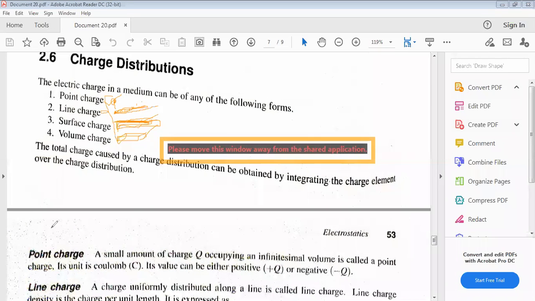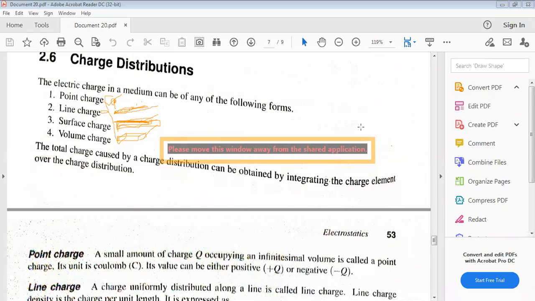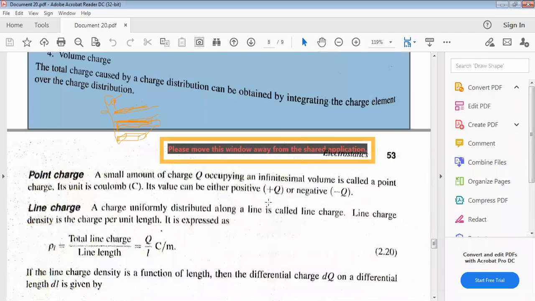See here the point charge. A small amount of charge Q occupying an infinitesimal volume is called a point charge. It is as thin as possible. The unit of charge is always the coulomb, and its value can be either positive or negative. I already told you that, what is meant by a single electron charge.